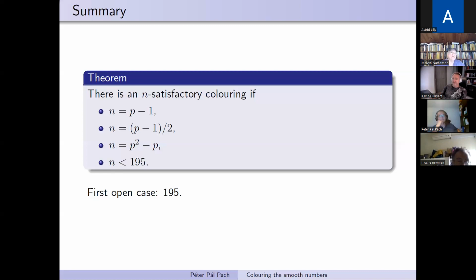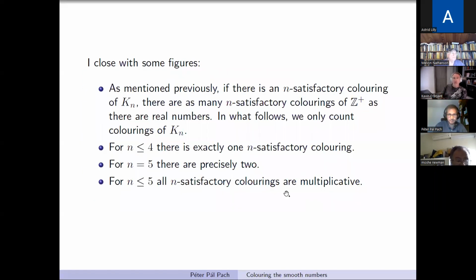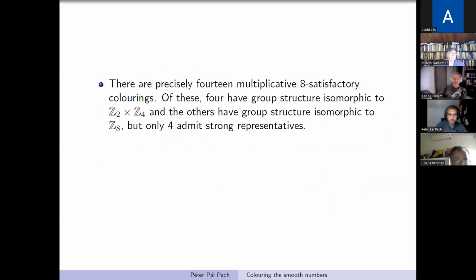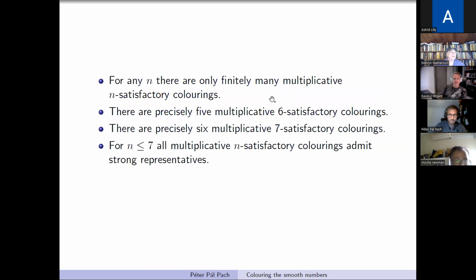Yeah, thanks. And Mohammed, you had a question in the chat. Oh, yes. So to Mohammed's question, no, it's not unique. I had some slides where, up to 4, it's unique. For 5 there are 2 good colorings, and for instance, for 6 there are 5 multiplicative satisfactory colorings. So it's not unique.